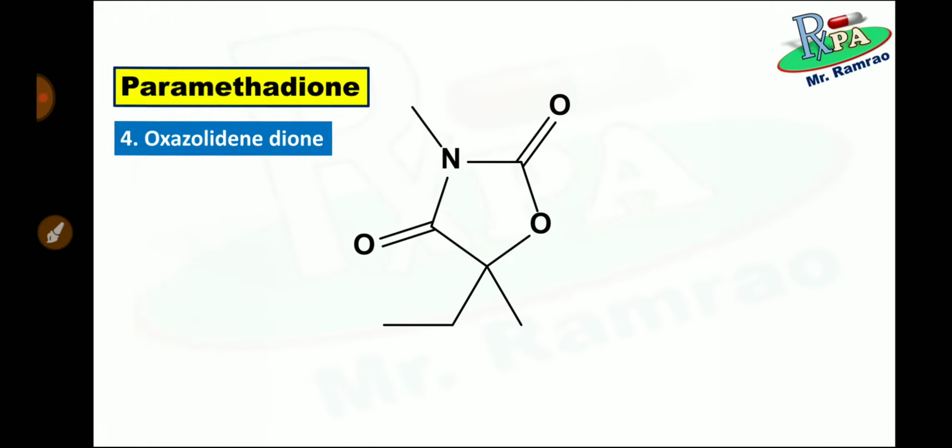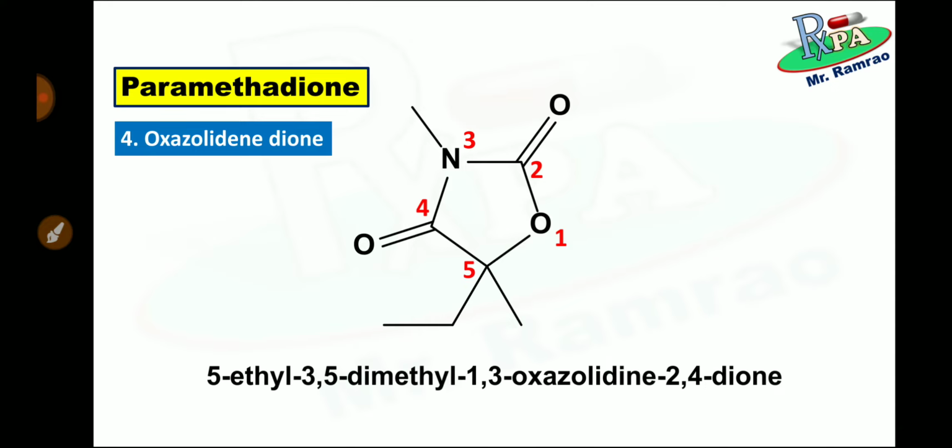Next molecule belonging to this class is paramethadione. First we'll give the numbering, then we'll see how the IUPAC name is given. What is the difference between the previous molecule and this second molecule, paramethadione? You have to replace one methyl group on the fifth position with an ethyl group, and it forms paramethadione.